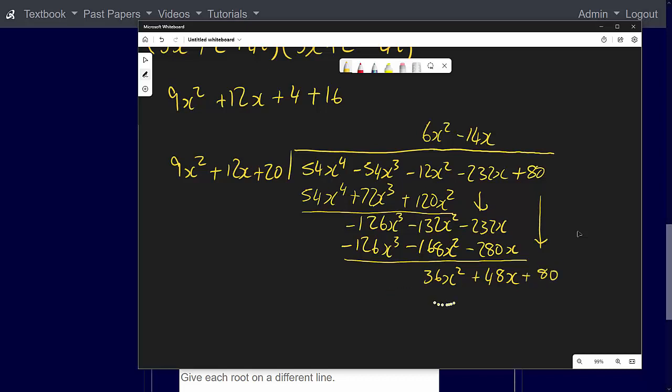Okay, so now what do I have to do to 9x squared to get 36x squared? Well, obviously I multiply by 4, that's nice and easy. So I've got 36x squared plus 48, so that's 12 times 4, so that's 48x, and then 12 times 20 is plus 80. Okay, good. So that all cancels, which means that we've now got the divisor is 6x squared minus 14x plus 4.